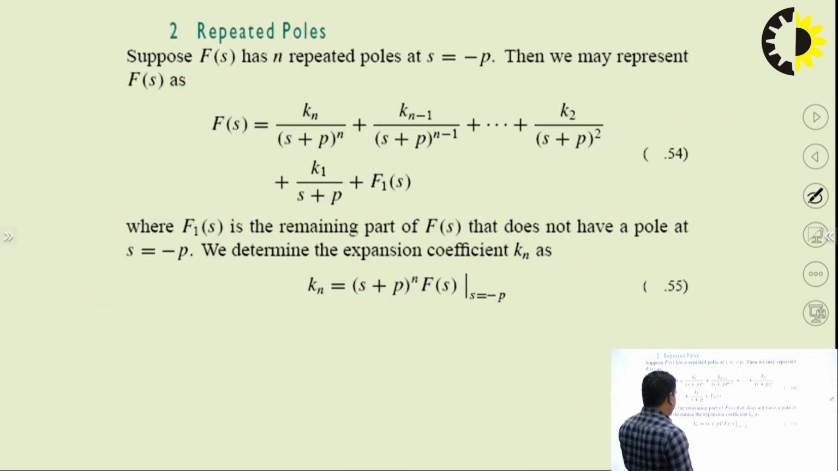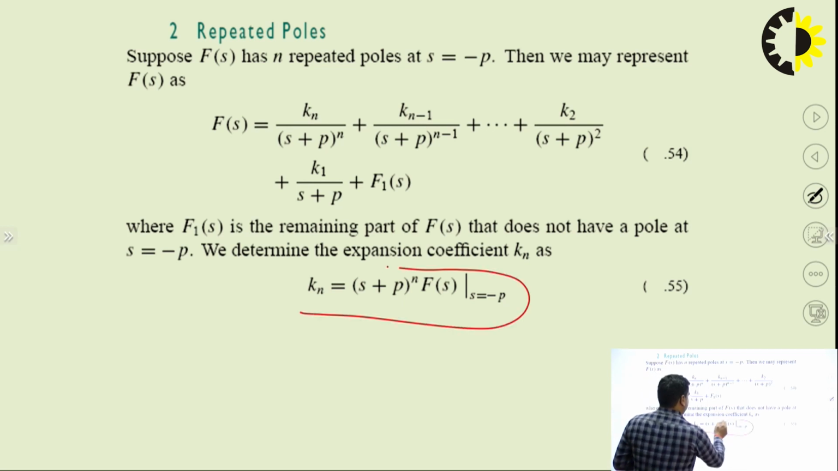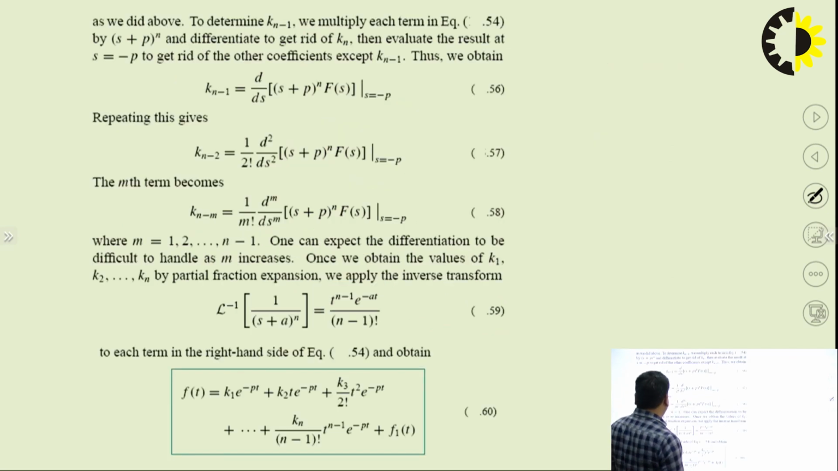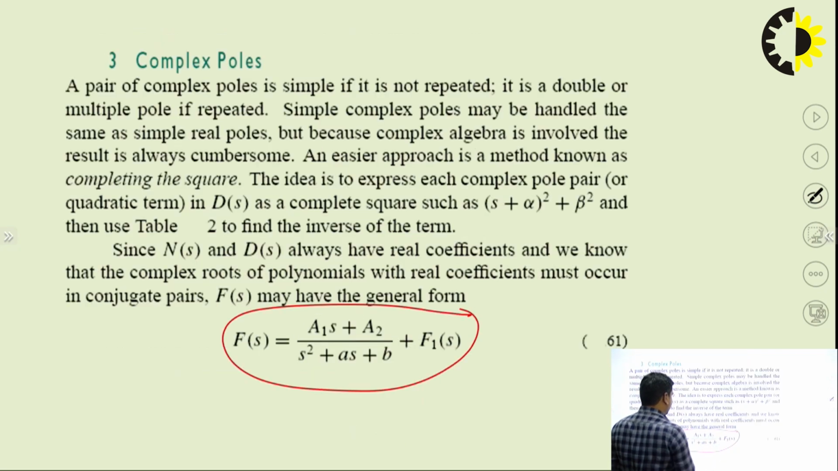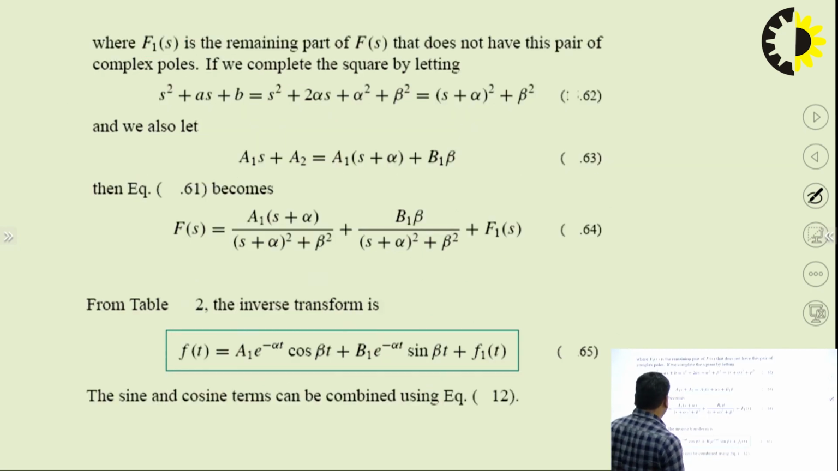These are for repeated poles. The value of Kn is (s plus p) to the power n times F(s), evaluated at s equal to minus p. So this is for repeated poles. These are the expressions. For complex poles, we have this expression.